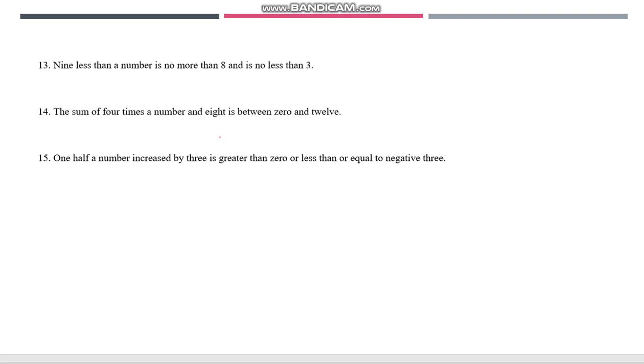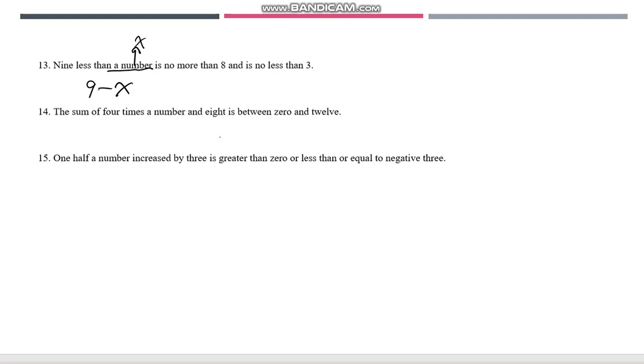Now, 13, 14, and 15. So 13, this is about turning a verbal expression into an algebraic expression. So let's do this together. 9 less than a number. So whenever you see something like this, a number, you want to just put that as x. 9 less than a number is no more than 8, is no less than 3.